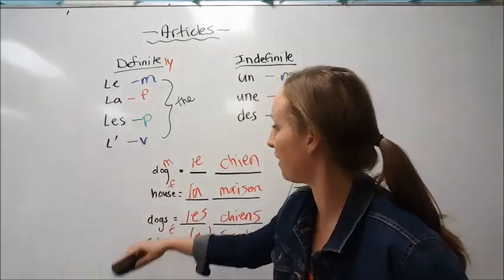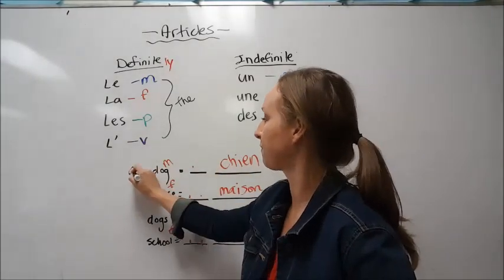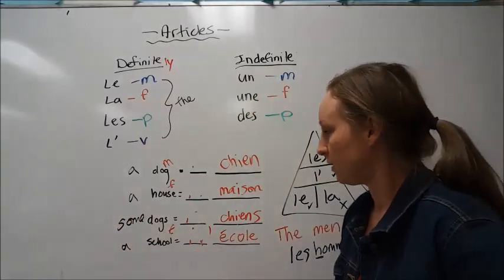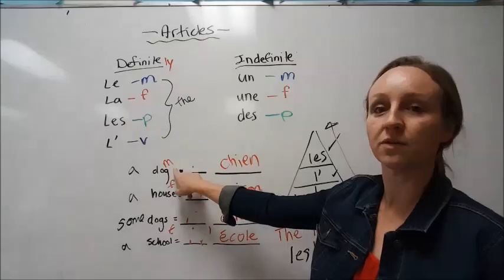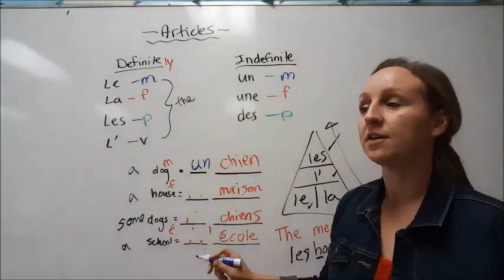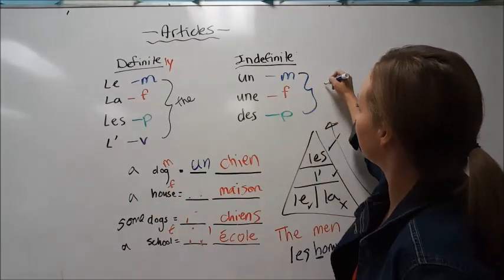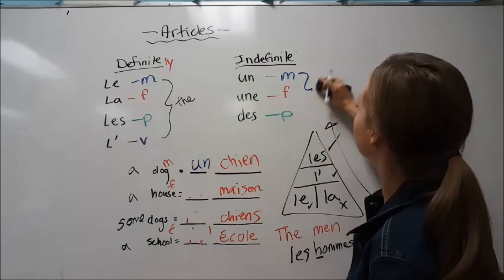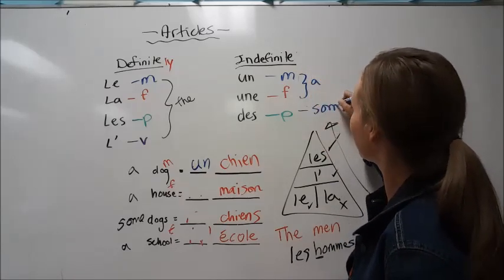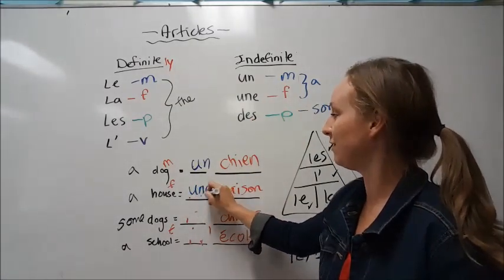So again, let's now erase all my answers here. And I just have a dog and a house, and now it's some dogs and a school. So I'm just going to find the masculine word for a, which is right over here, and I just write it in. So now it's un chien. And if I want the feminine word for a, I'm just going to come over here. This means some. Then I find the feminine word for a, which is right here. It's une. So then I write in une in here.